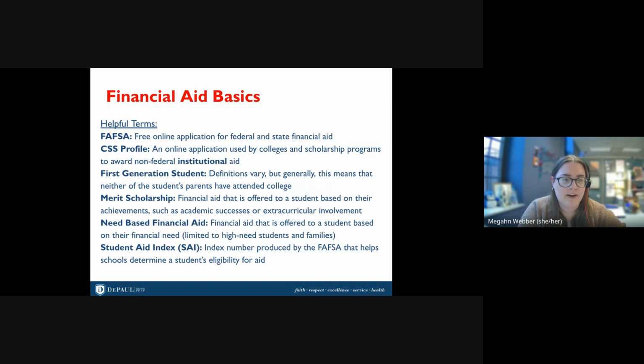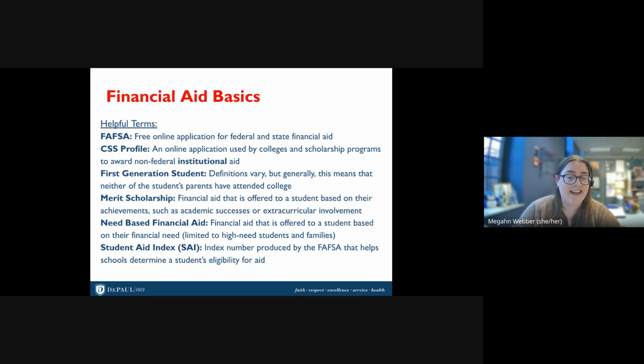Next, we have merit scholarships and need-based financial aid. These are the two main categories of aid types. Merit scholarships are financial aid that is offered to a student based on their achievement, like their academic successes, their extracurricular involvement, sometimes their music or artistic talent. They could be athletes, and if they're going to a school where they can get aid for being an athlete, that would be considered a merit scholarship as well. So these are things that are open to all students based on their achievements. Merit scholarships are usually given more on the private side, but we'll chat about that on the next slide.